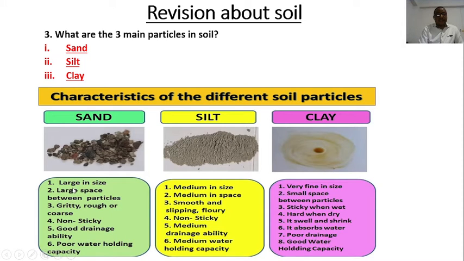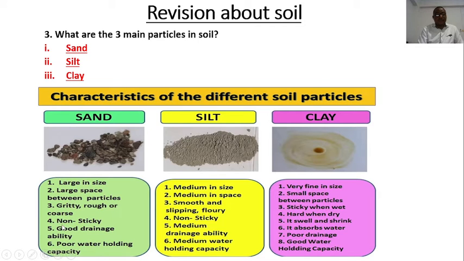Characteristic number 1 is that sand is large in size. As you can see, its particles are large. Number 2, sand has a large space between its particles. Number 3, sand is gritty, rough and coarse.